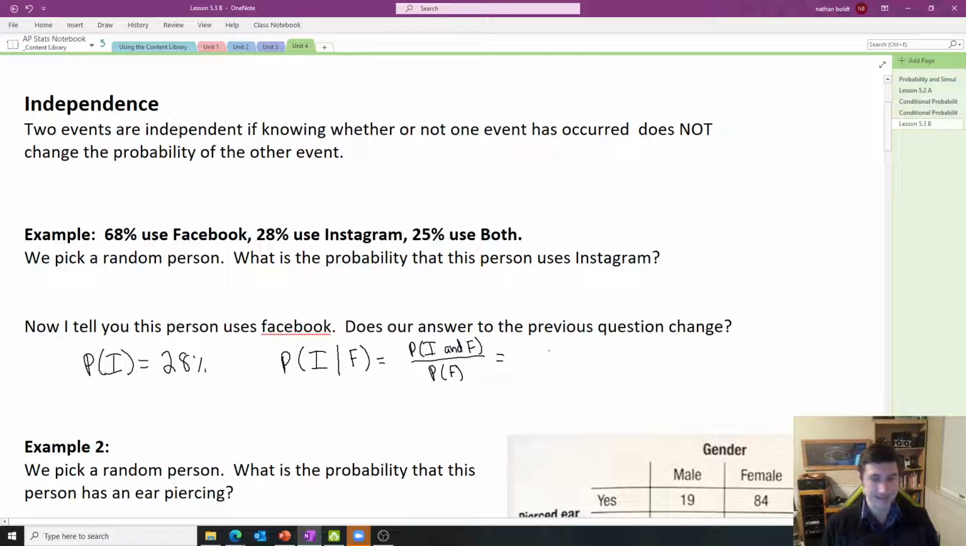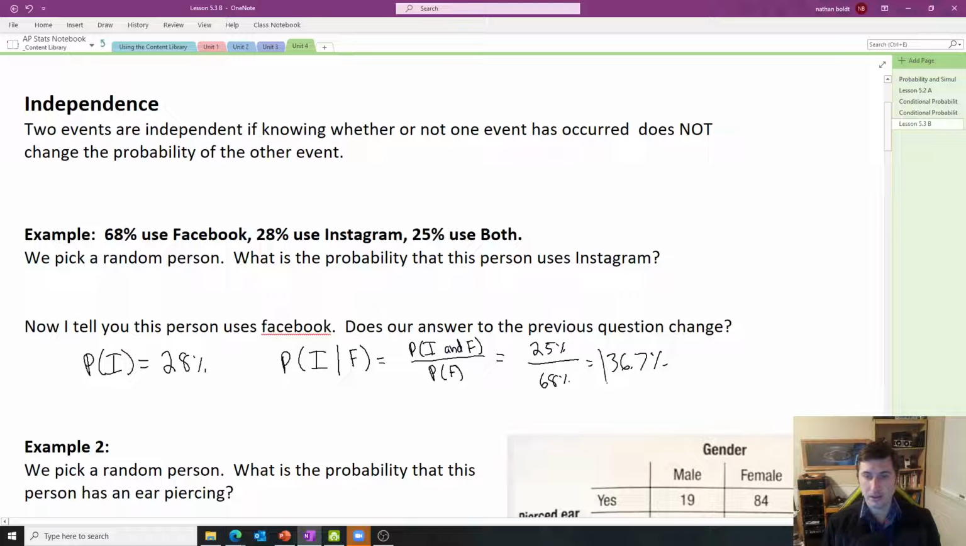So what does that give us there? So we have the top one. They gave us that. That is 25% over. The probability of Facebook is 68%. So that gives us a total of 25 divided by 68 is 36.7%.